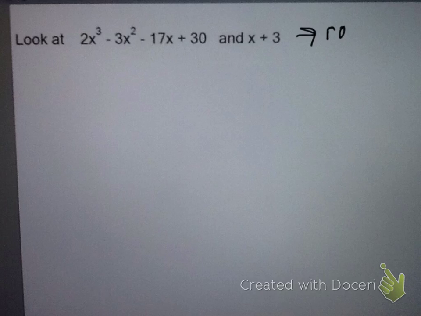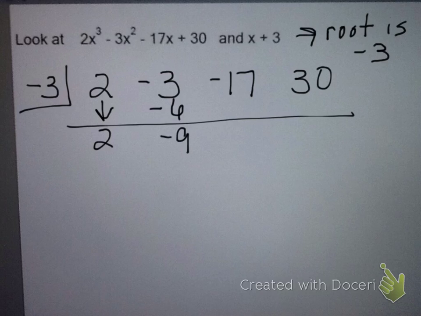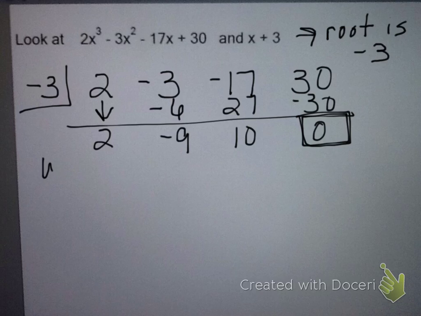Okay, let's look at this polynomial. It is an x plus 3. The root is negative 3. So let's plug that in and see if we get a 0 remainder. So we're going to plug it into the polynomial. When we do, we get a 0 remainder. When you get a 0 remainder, what that means is that x plus 3 is a factor of that polynomial.